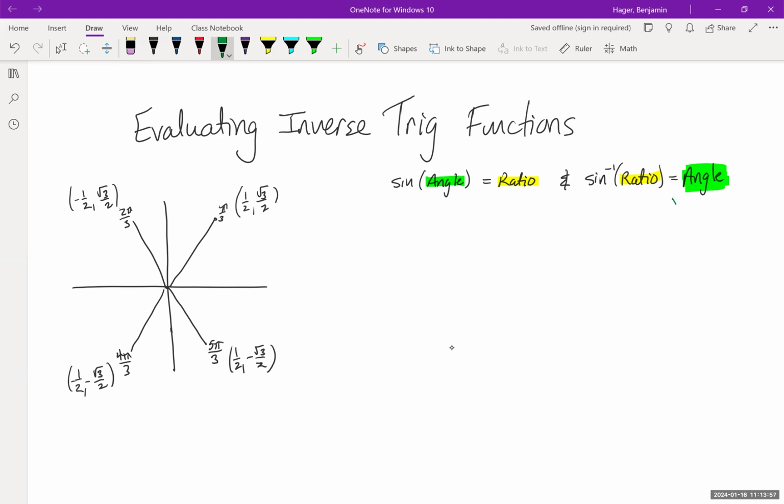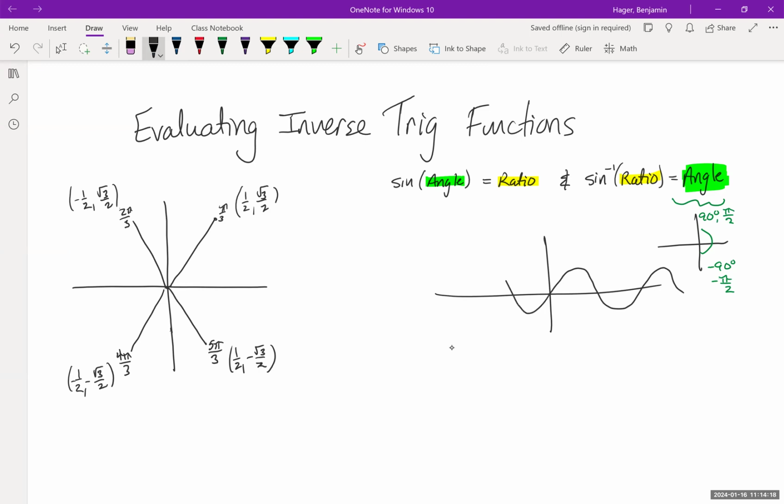This angle here is only allowed to exist between negative 90 degrees and 90 degrees, or negative pi over 2 to pi over 2. If you recall, that is because if you look at the general sine wave, the thing is not one-to-one. It fails the horizontal line test. It doesn't have an inverse to begin with, but we want an inverse. We want to be able to work it backwards.